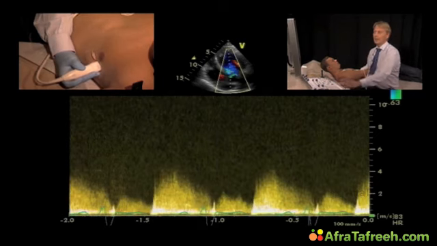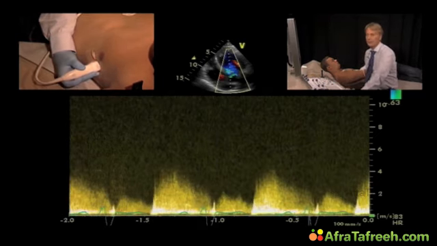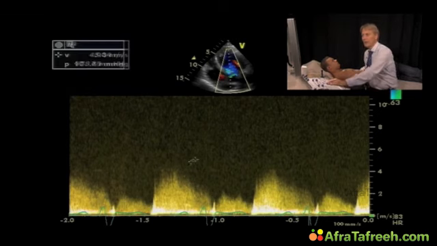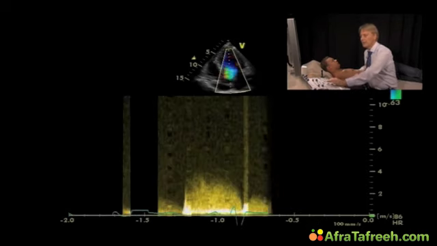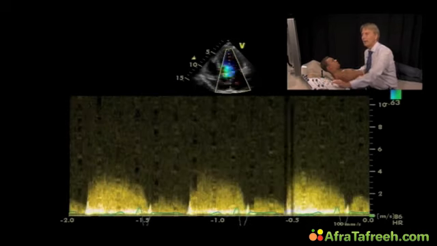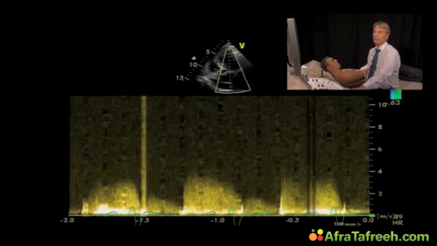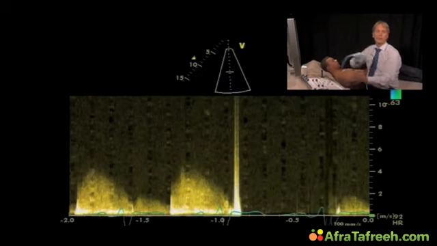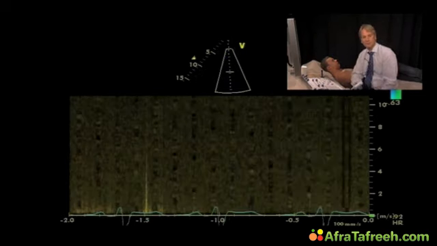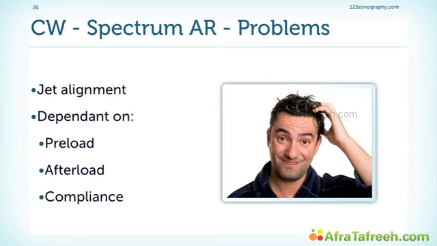Now, in reality, we should not use the spectrum simply because we do not have a very high velocity. In other words, we're not aligned optimally, and we cannot really see the contour of the spectrum. So in this patient, simply because he has such an eccentric jet, we cannot use the continuous wave Doppler spectrum to quantify aortic regurgitation.